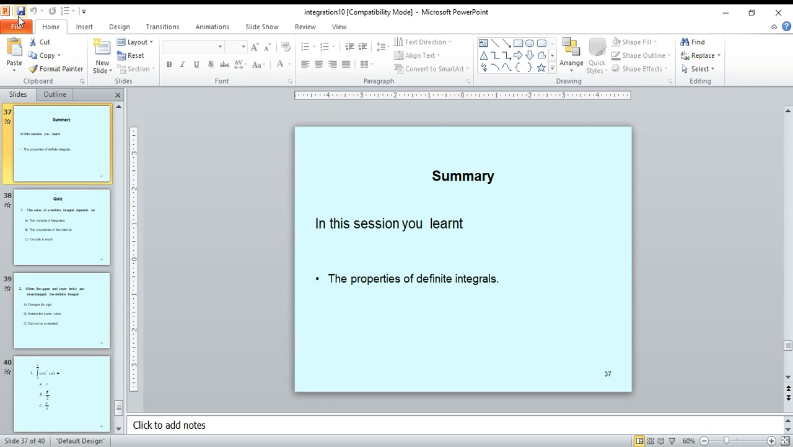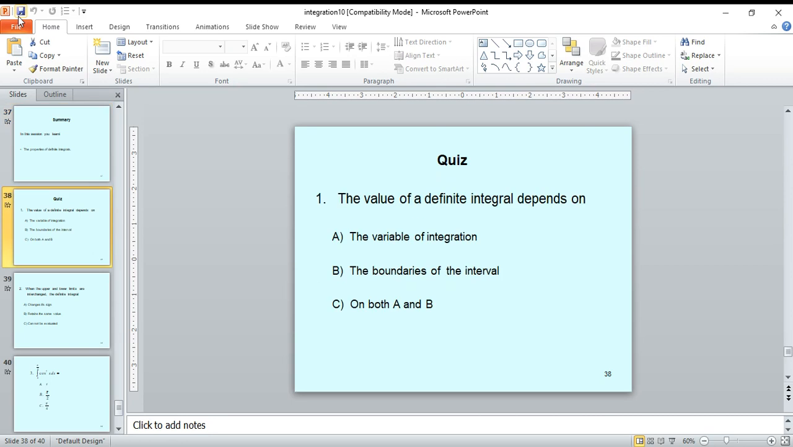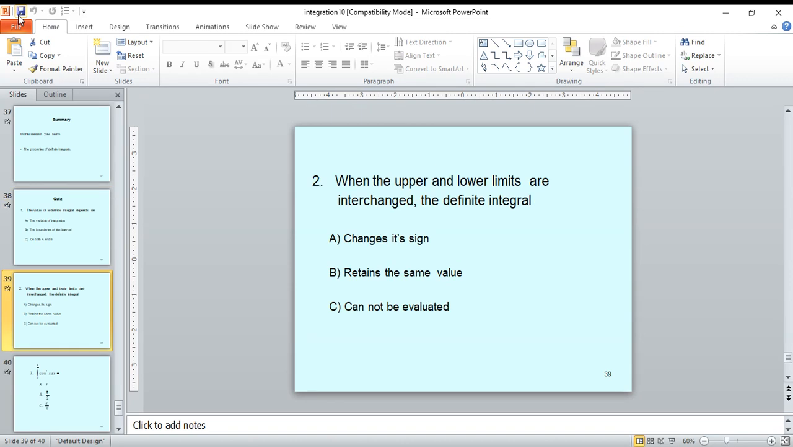In this session, you learned the properties of definite integral. Does the value of a definite integral depend on the variable of integration, the boundaries of the interval, or on both a and b? The value of a definite integral depends on both a and b. When the upper and lower limits are interchanged, the definite integral changes its sign.